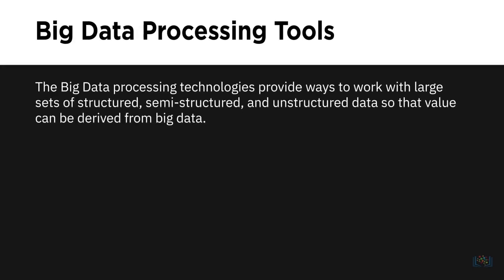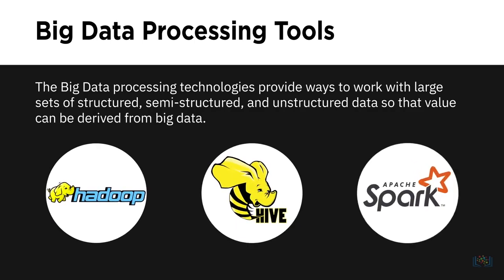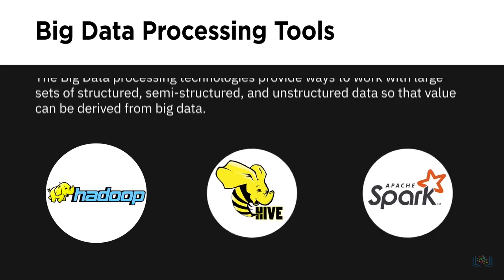The big data processing technologies provide ways to work with large sets of structured, semi-structured, and unstructured data so that the value can be derived from big data. In some of the other videos, we discussed big data technologies such as NoSQL databases and data lakes. In this video, we are going to talk about 3 open source technologies and the role they play in big data analytics: Apache Hadoop, Apache Hive, and Apache Spark.